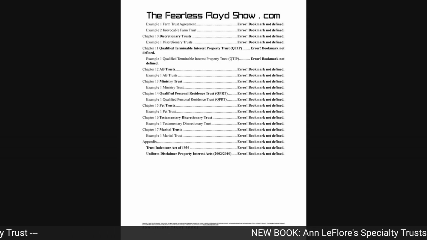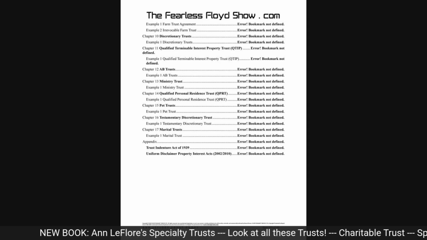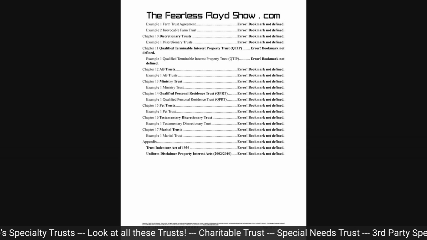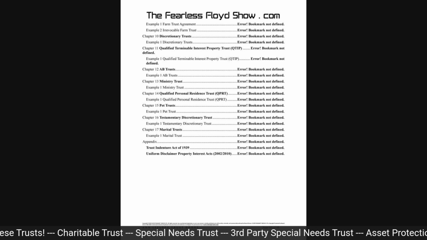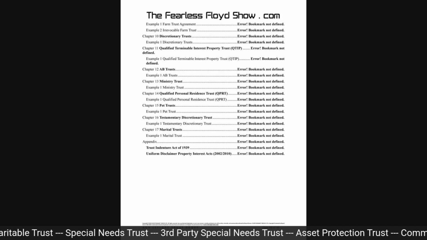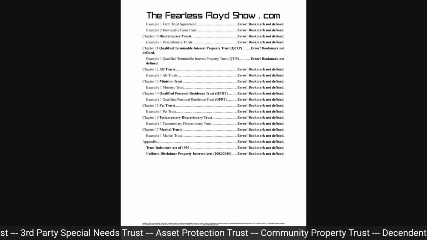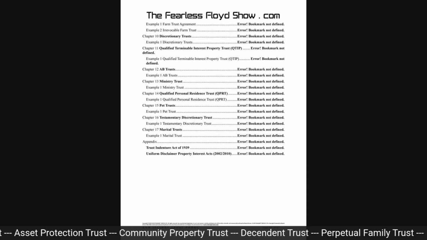ministry trust, qualified personal residence trust, pets trust, testamentary discretionary trust, marital trust, and it also has the Trust Indenture Act of 1939, as well as the Uniform Disclaimer of Property Interests Act of 2002 and 2010. This has not been amended yet to add on the DNA, but that concludes everything about the two trusts.